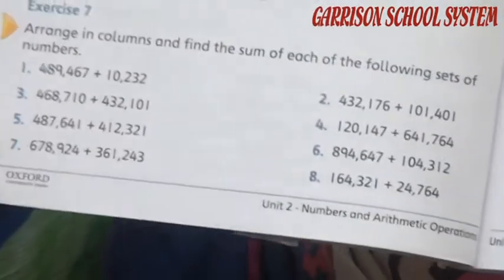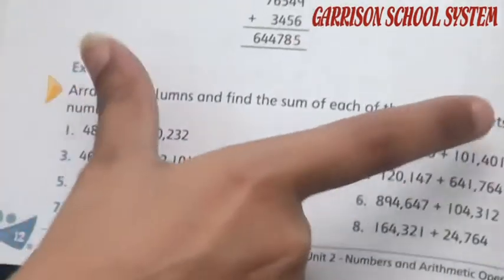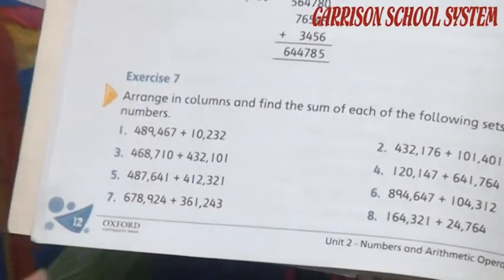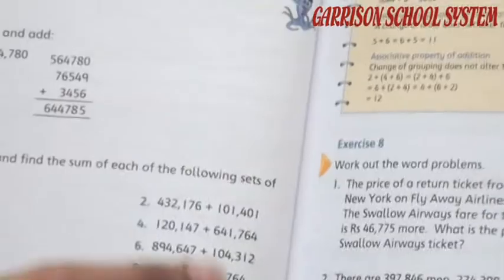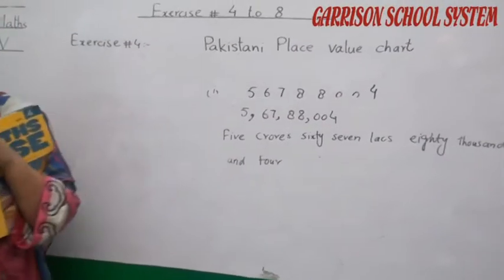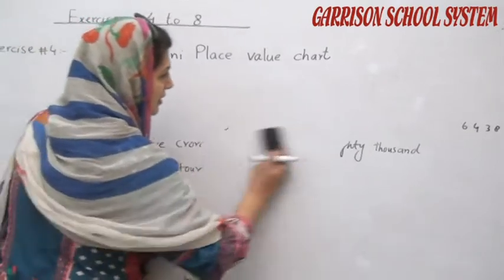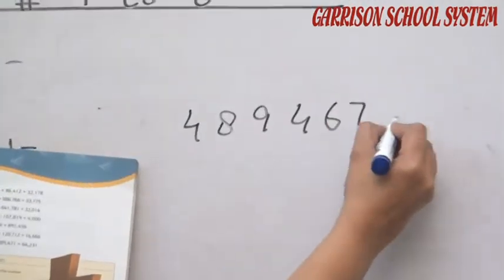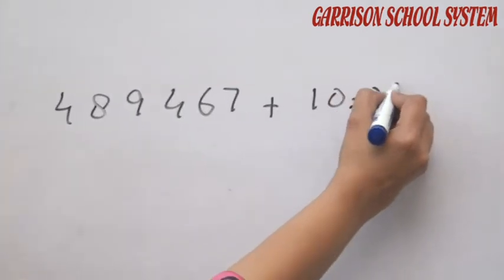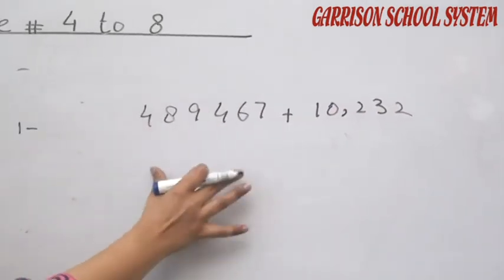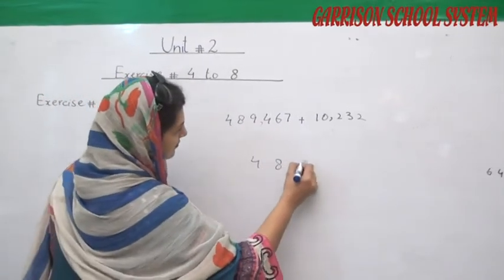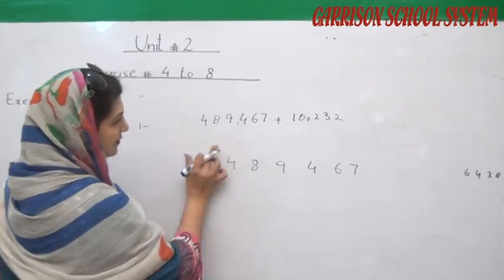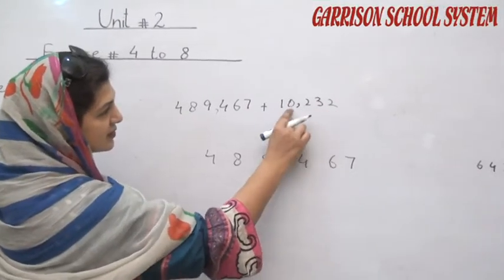Students, it is so easy because this is an addition question. So you must do it by yourself. You have to write the first number in this way: 8, 9, 4, 6, 7 plus 10 32. This is the question, and you have to just add in this way. This is the 6-digit number, and what about this? This is the 5-digit number.